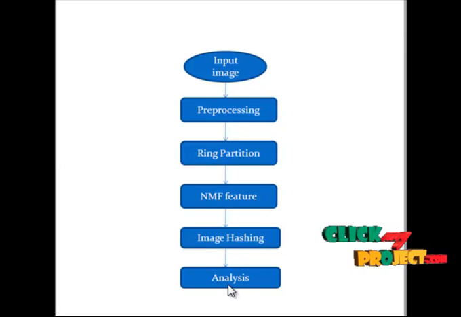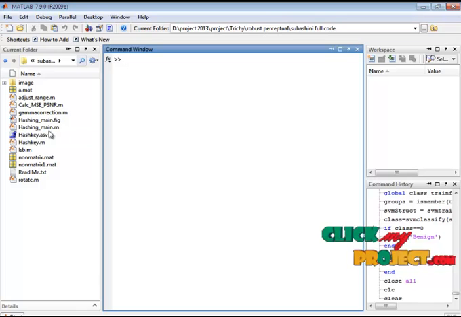So it will go to the analysis step. In analysis, we are identifying the PSNR and MSE values and we check the quality factor of the image. Now let's see the demo.